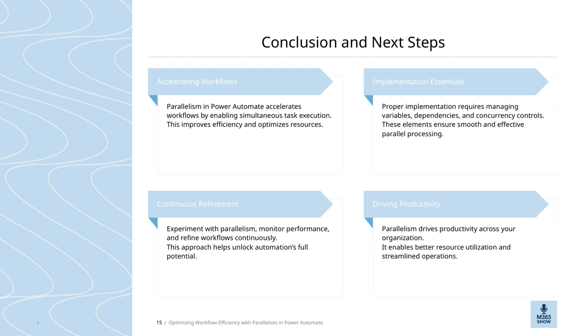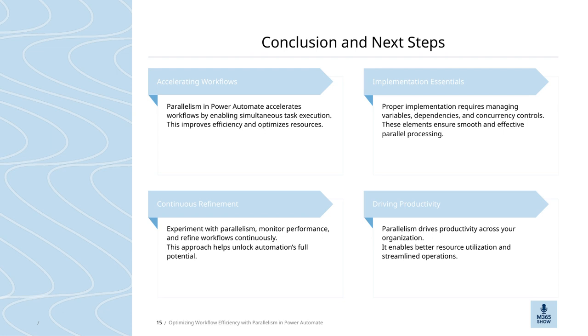It requires experimentation, trying out parallelism in your workflows, keeping an eye on how they perform, and continuously refining them. This ongoing process helps you unlock the full potential of automation, making it more effective and responsive to your needs. Of course, to implement parallelism successfully, you need to pay attention to managing variables, dependencies, and concurrency controls. These elements are essential. They ensure that your parallel processes run smoothly without conflicts or errors, maintaining the integrity of your workflows.